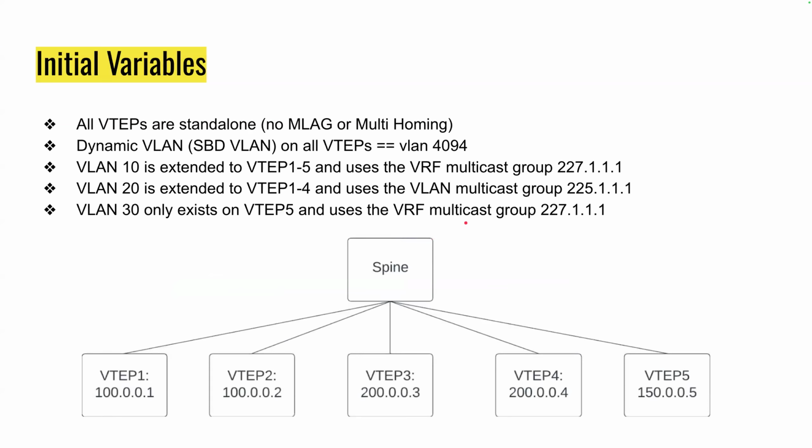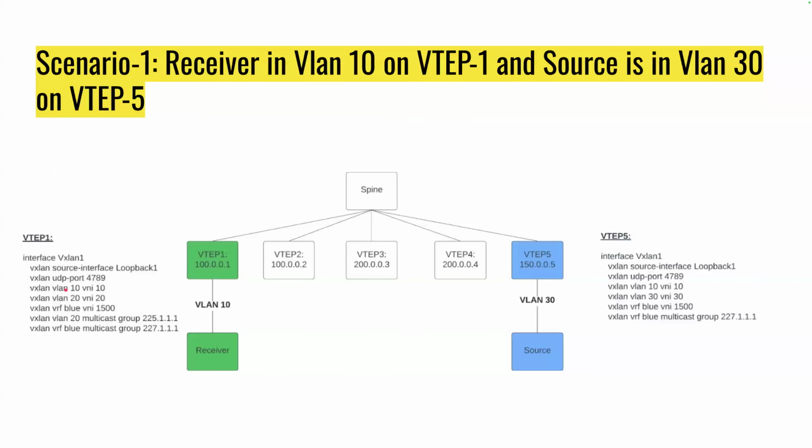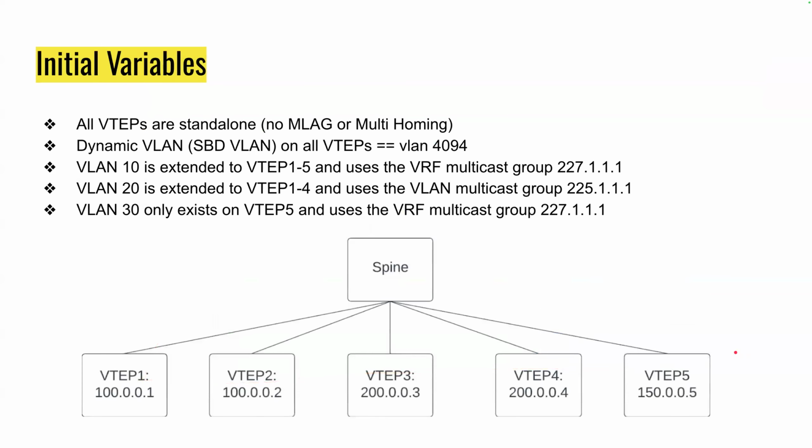All right, so this is the topology that we will be using, where we have our spines and 5 VTEPs. The dynamic VLAN that is being used in the scenario is 4094 on all the VTEPs. VLAN 10 is extended on all the VTEPs from VTEP 1 to VTEP 5. VLAN 20 is extended only from VTEP 1 to VTEP 4, and VLAN 30 only exists on VTEP 5. So these are the initial variables.